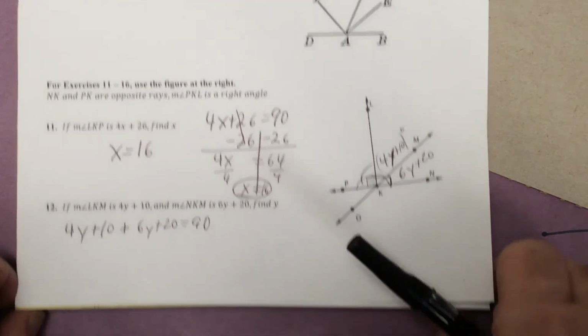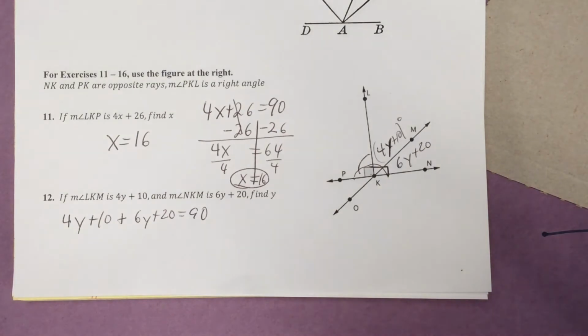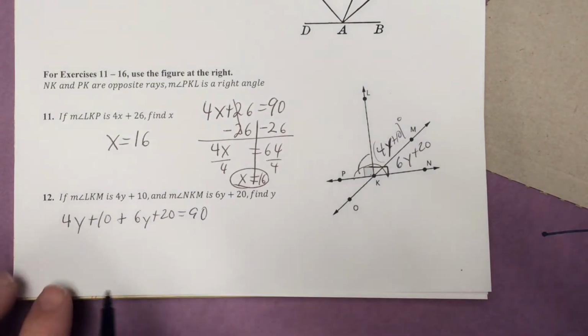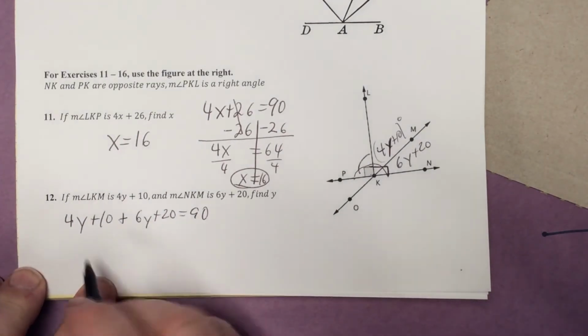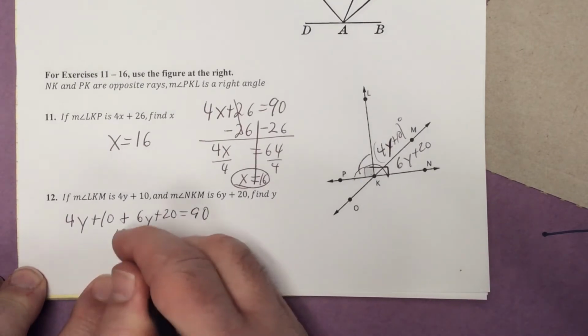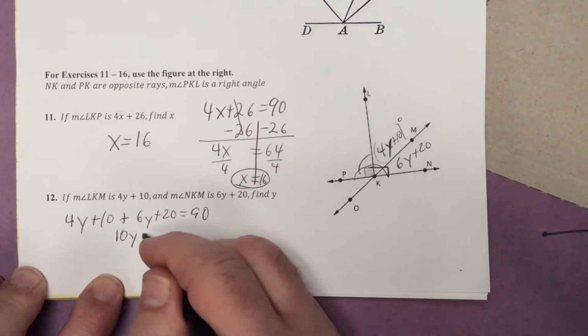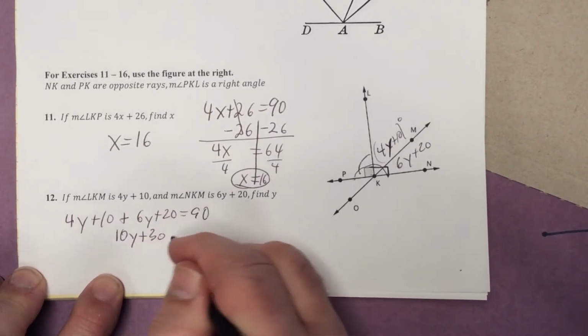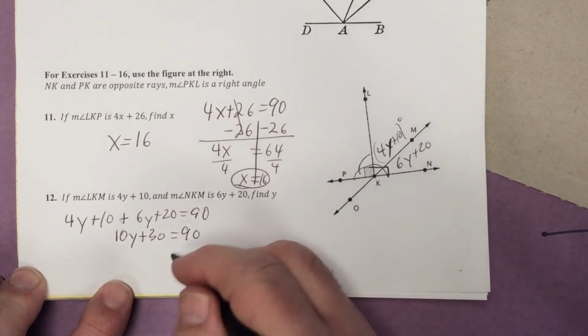From this point here, I'm going to put that up a little bit. I'm going to combine like terms on this side of the equation. 4y plus 6y is going to be 10y. 10 plus 20, that's going to equal 30. And that's going to equal 90 degrees.